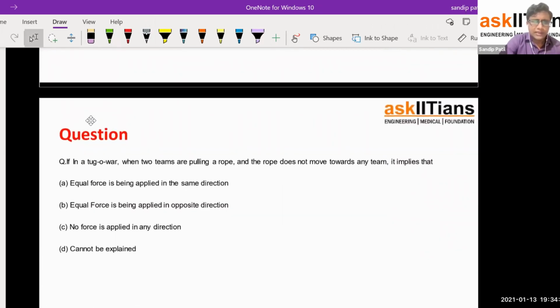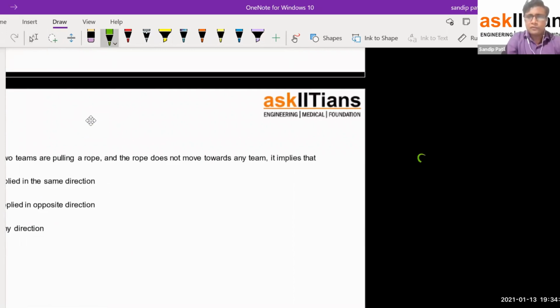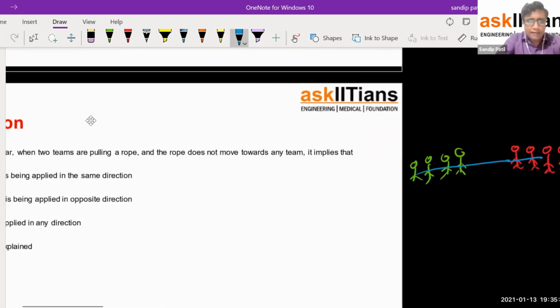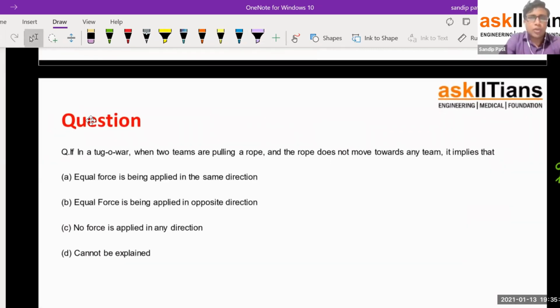Next question says, in a tug of war, you know the tug of war, right? Everybody knows the tug of war. What happens in that game? There are two teams like this, and the second team is from this side. We also have seen that in the video at the start. Two teams are pulling the rope, and whoever is able to pull the rope wins. Simple thing. Then in tug of war, when two teams are pulling a rope, the rope does not move towards any team. What is the meaning of that?